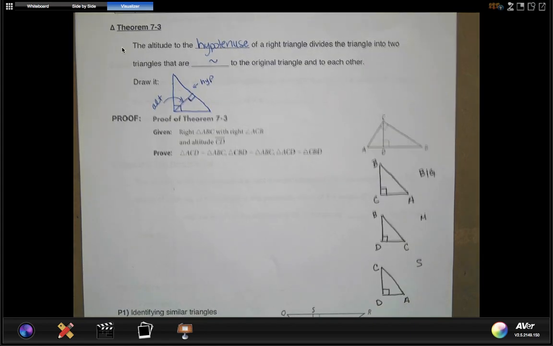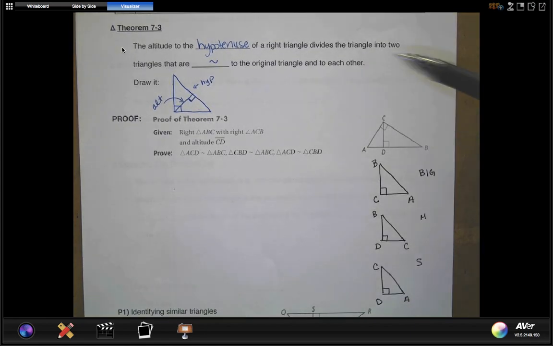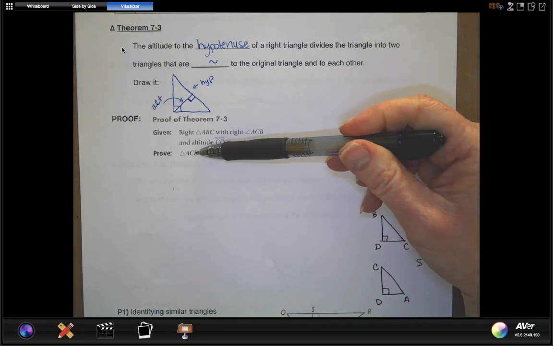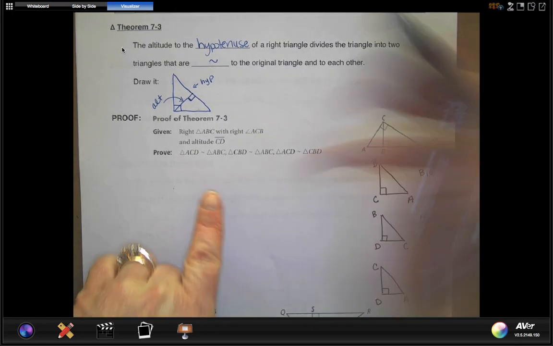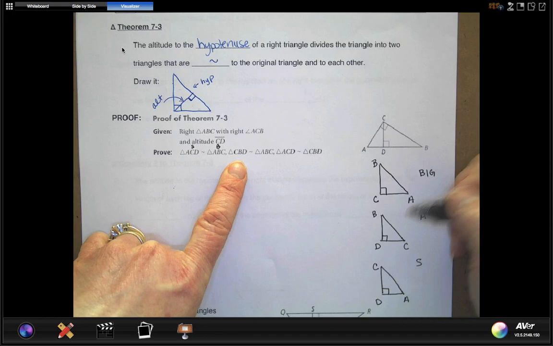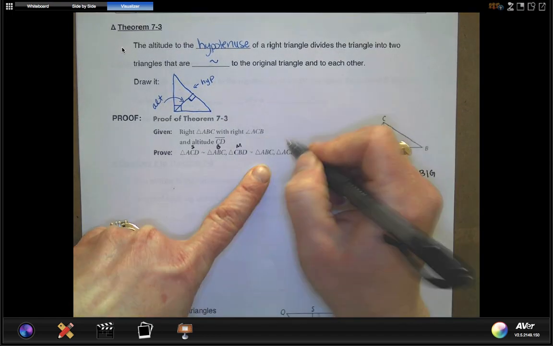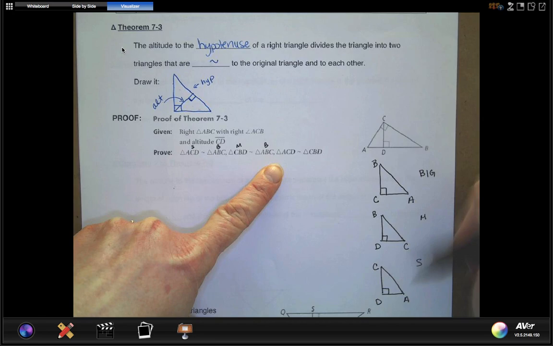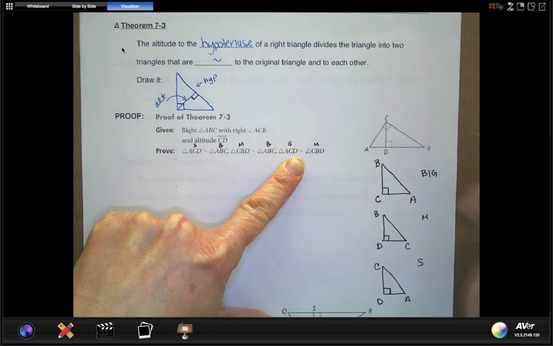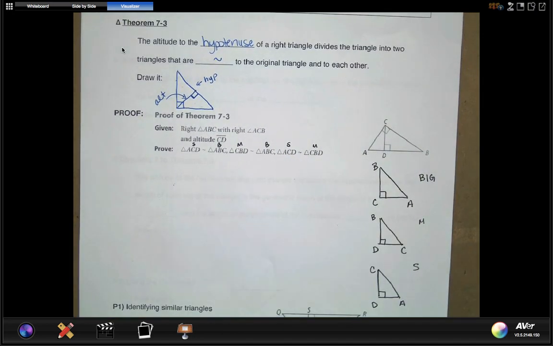All right, so I've got these three triangles. What I am trying to show you here is that this altitude, the altitude to the hypotenuse, is splitting this big triangle into two other triangles, and all these triangles are similar to each other. So you can see ACD is my small triangle. Is it similar to my big triangle? And CBD is my medium triangle. Is it similar to my big triangle? And then those two triangles, ACD, the small one, is that similar to my medium one? So I'm going to go through all of those for you, okay?